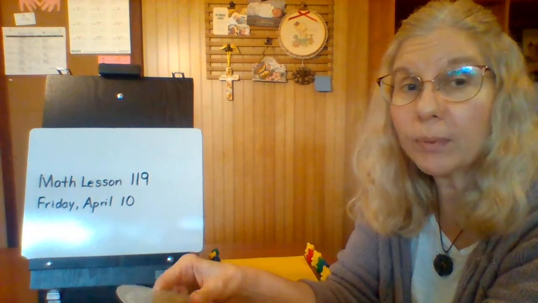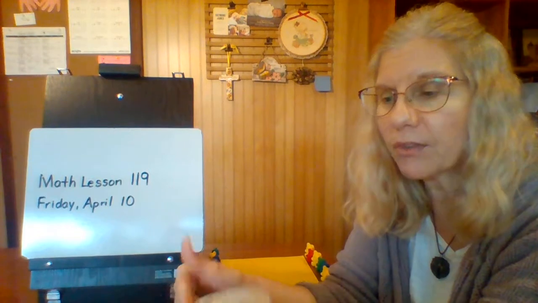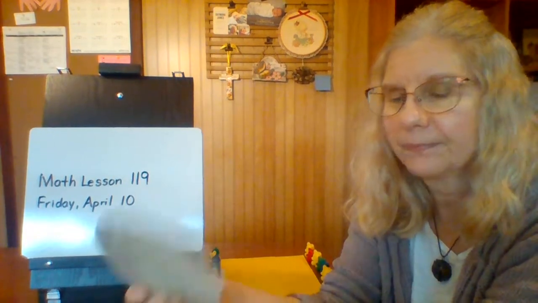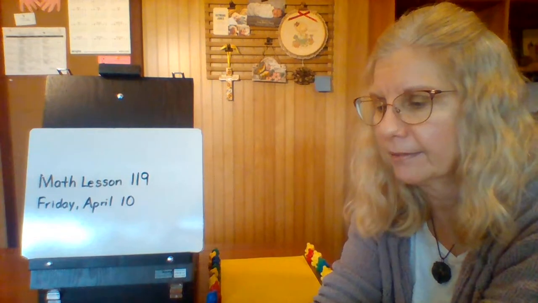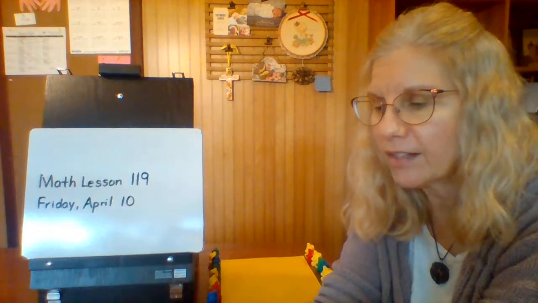So I will hold up a coin, you tell me what it is, and tell me how much it is worth. Dime, 10 cents, perfect. Penny, 1 cent. Nickel, 5 cents. And quarter, 25 cents. You guys did a great job.